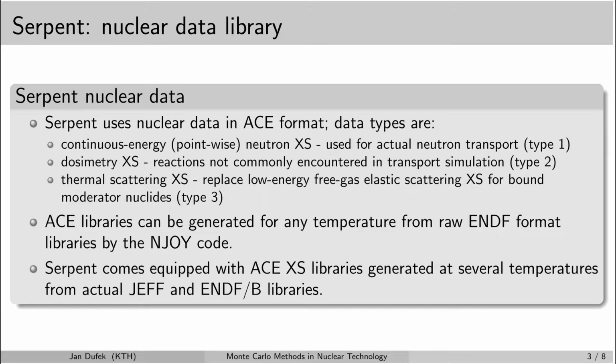The nuclear data library in the ACE format can be generated by the so-called NJOY code, which is a Los Alamos code, and you need a special license in order to use this code. It's possible to get it, but you have to apply for it and receive the license. The NJOY code can generate these ACE format libraries directly from the nuclear data library in the ENDF format.